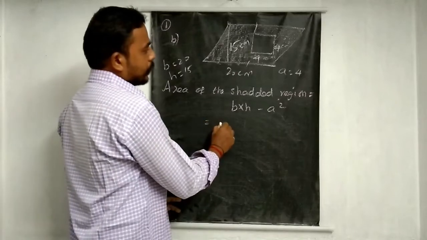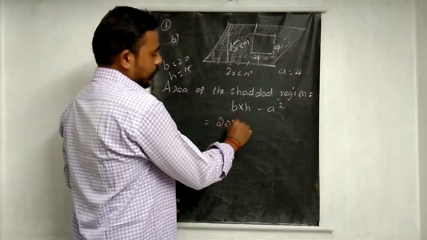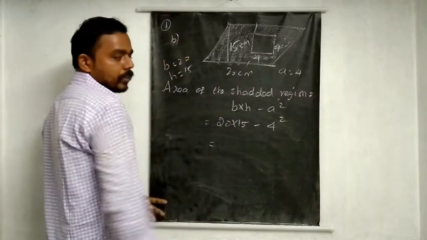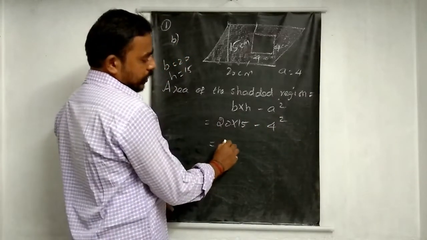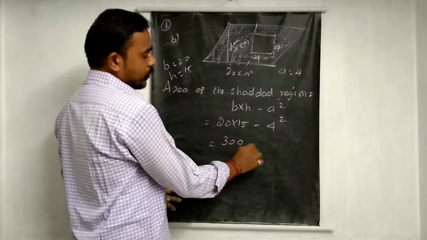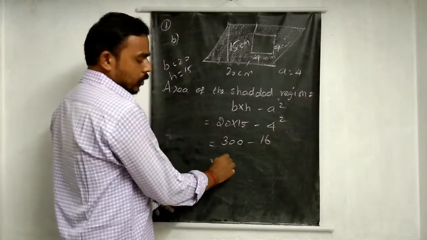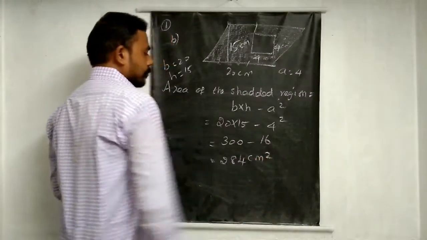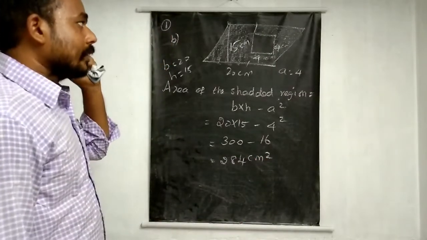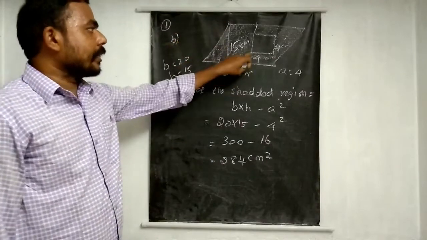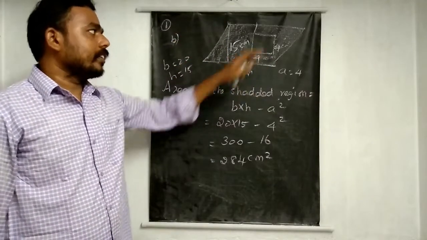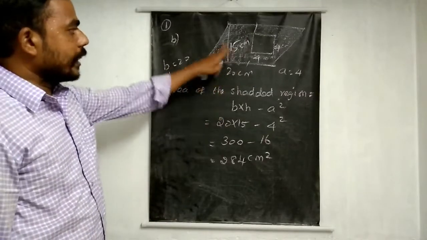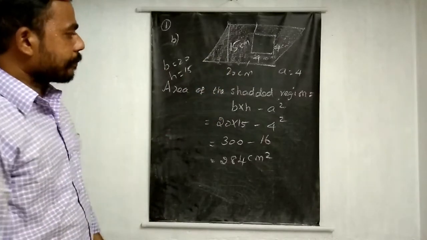So this is equal to 20 into 15 minus 4 square. 2 15s are 30. So 300 minus 16, so 284 centimeters square. Base 20 centimeter, height 15 centimeter, here 4 centimeter. We need to remove this area alone. So area of this parallelogram, base times height, minus area of the square.